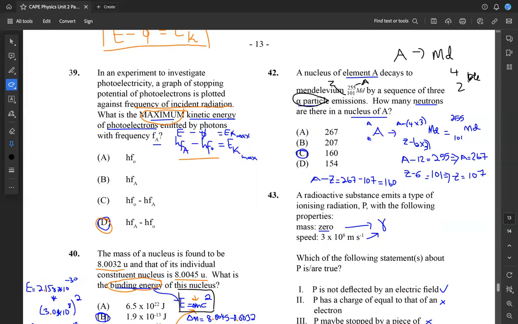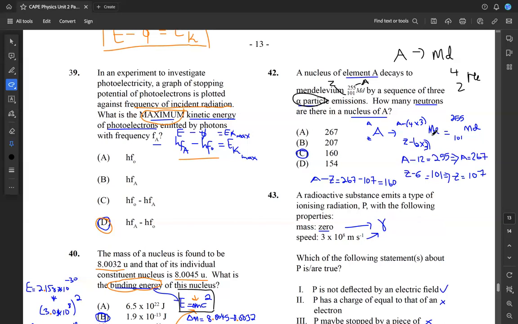And remember, whenever we have alpha particle emission, our mass number is going to decrease by 4 and our atomic number is going to decrease by 2. Right? So look at what I've written down here now for my nuclear equation. We're starting with A, which has a mass number of A and an atomic number of Z, right? So A is going to go to mendelevium eventually, right? That's what the question is telling us.